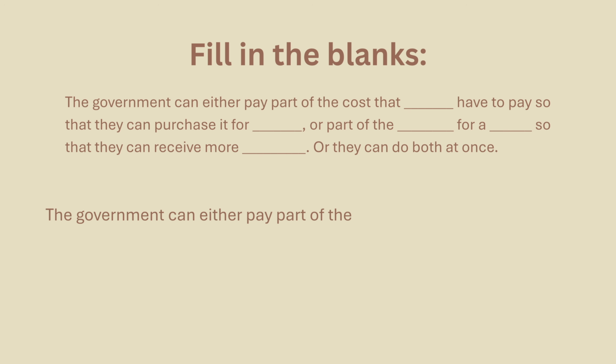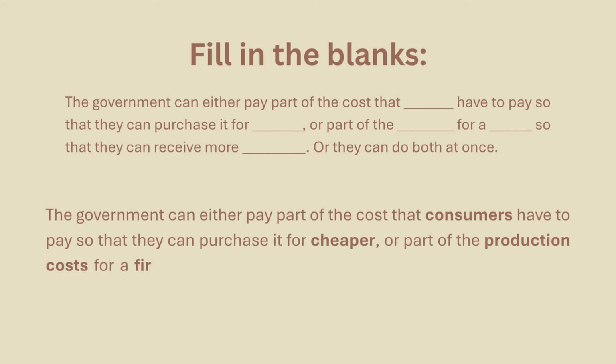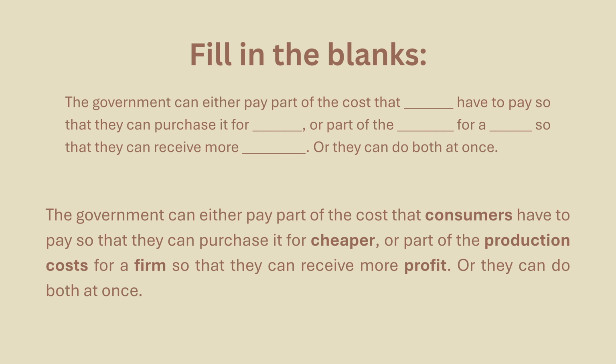The answer is that the government can pay part of the cost of something that consumers have to pay so that they can purchase it for cheaper, or the production costs for a firm so that they can receive more profit, or they can do both at once.